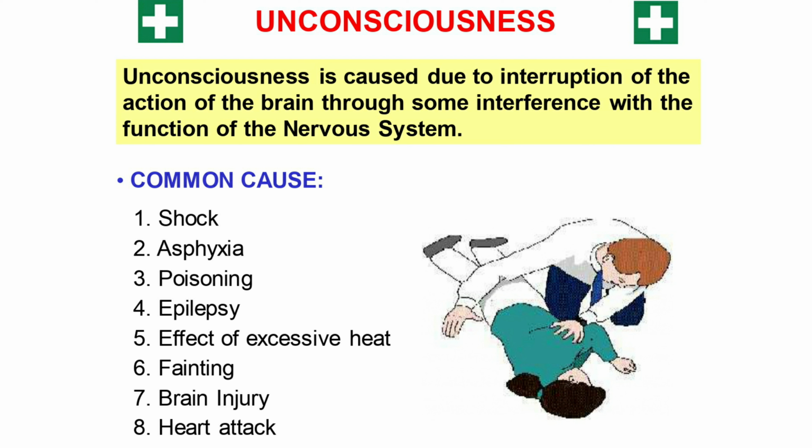Unconsciousness. Unconsciousness is caused due to interruption of the action of the brain, through some interference with the function of the nervous system. Common causes: 1. Shock. 2. Asphyxia. 3. Poisoning. 4. Epilepsy. 5. Effect of excessive heat. 6. Fainting. 7. Brain injury. 8. Heart attack.